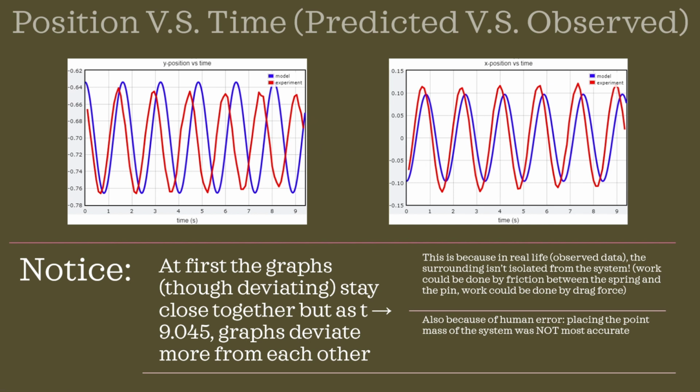This is because in real life, or the observed data, the surroundings aren't isolated from the system. So there is work done by friction between the spring and the pin, and there could be work done by the drag force, and therefore it would change the graph from the predicted data. That may also have been just because of human error, like placing the point of the mass of the system in Tracker was not the most accurate.